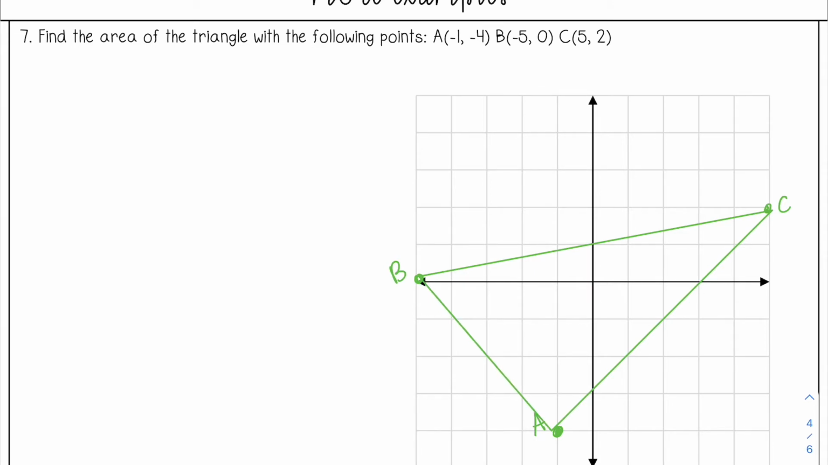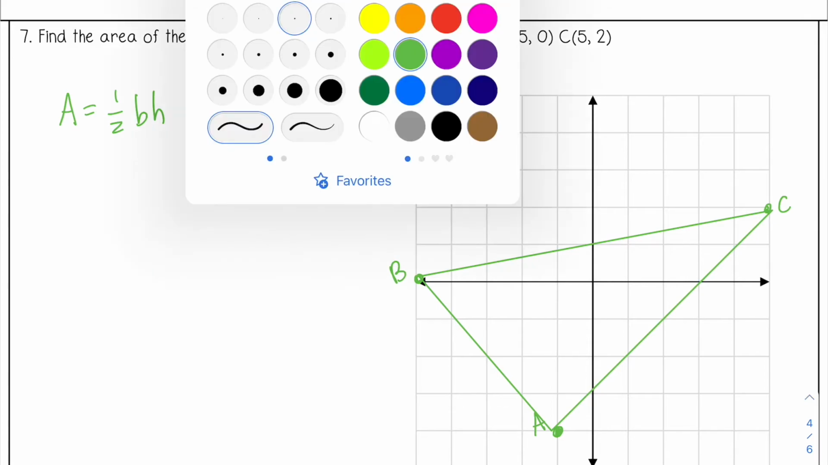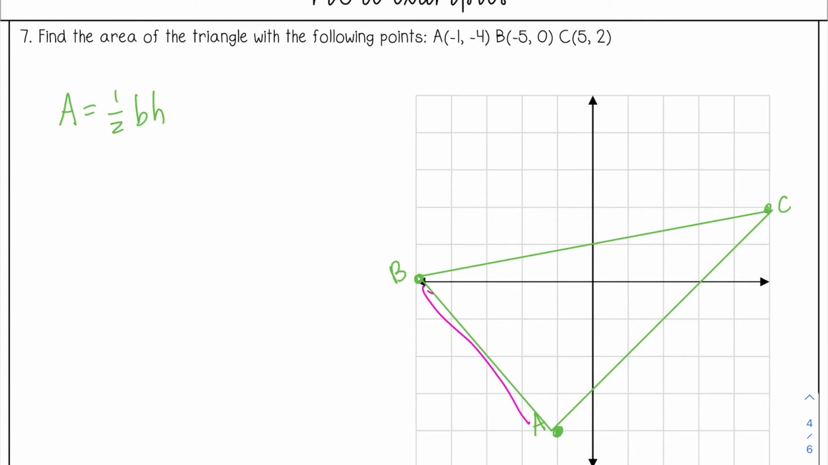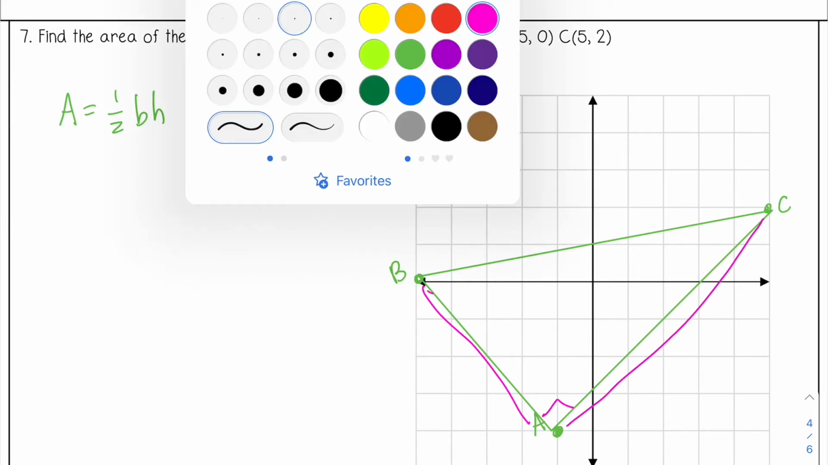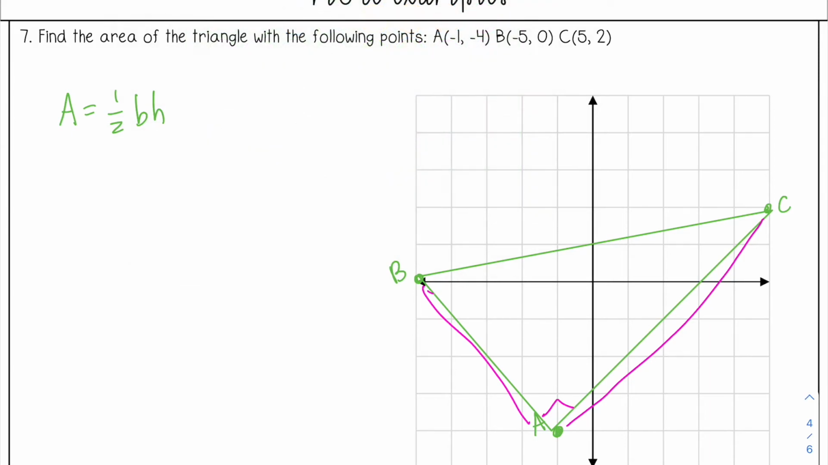All right, so we want to find the area. And remember, area of a triangle is 1/2 base times height. And the base and the height have to be perpendicular. So you can look at your graph and tell which two sides are perpendicular. It should be AB and AC. This forms a right angle here. So I need to find the lengths of those so that I can substitute that into my formula.